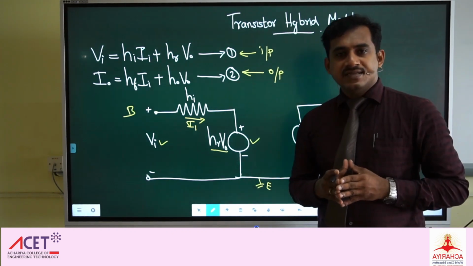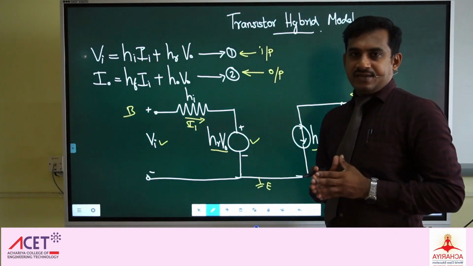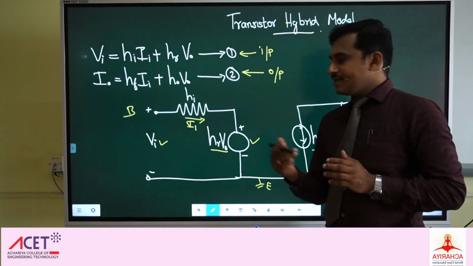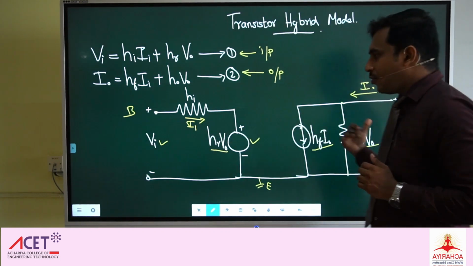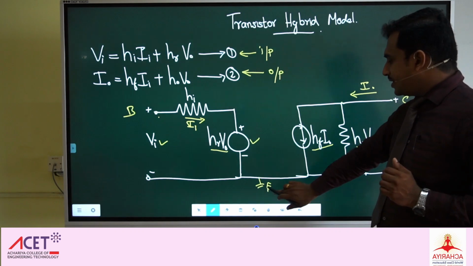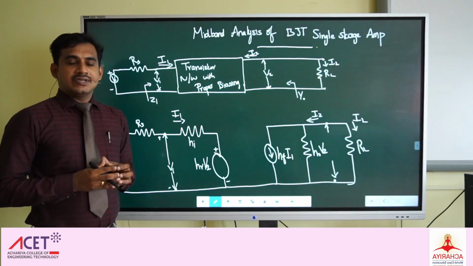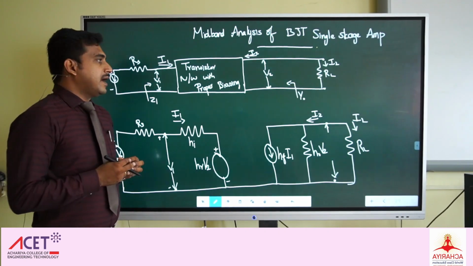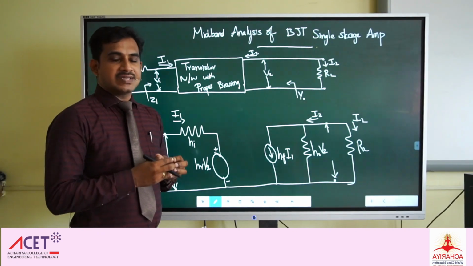To analyze a transistorized amplifier, we should replace the transistor by its equivalent circuit. For upcoming derivations, we are going to replace the transistor by this hybrid model equivalent circuit. This is the input side, this is the output side, this is the base terminal of the transistor, this is the emitter terminal, this is the collector terminal. Now we are going to derive and analyze the transistorized amplifier and find the input impedance, output impedance, voltage gain and current gain of a single stage amplifier.